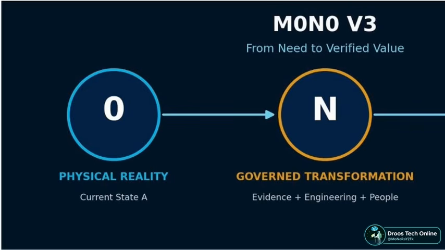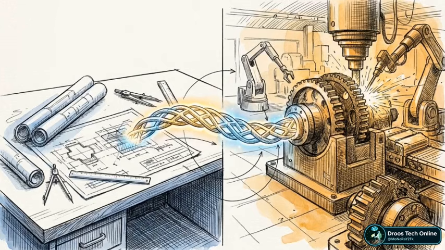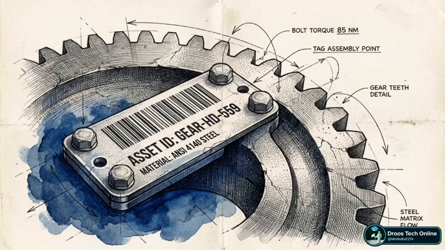This is the M0N0 V3 protocol. It starts here with the first zero. This represents the physical reality and the current operating truth of your facility. To bridge the gap between the floor and the office, we build a digital thread. This link binds every digital record directly to a specific physical asset.